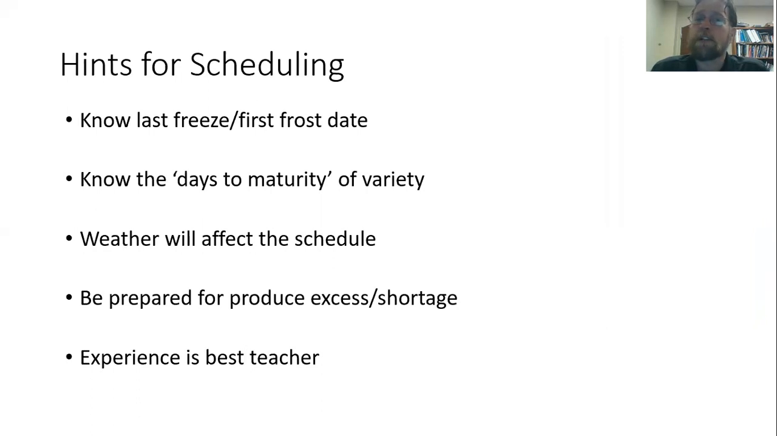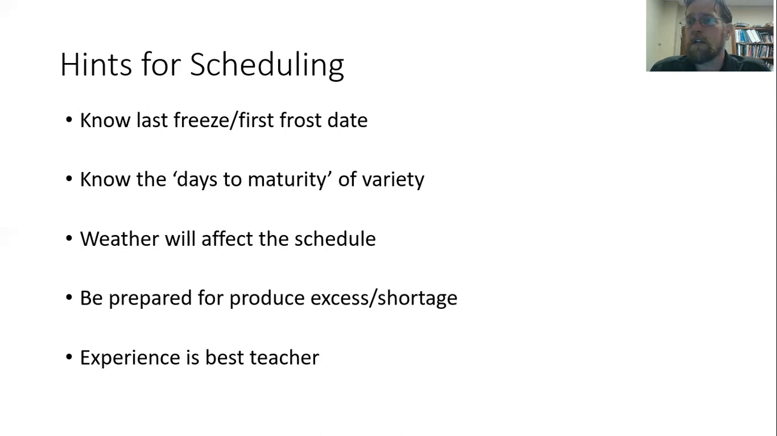In terms of when to plant, there are some hints we can use for scheduling, though I think it's important to say that the best teacher for this, as with many things, is experience. But it is important to know the last freeze date or the first frost date throughout the year for the area of your production, as well as to know the days to maturity for the varieties that you're using. And always be aware, of course, that the weather varies from year to year fairly significantly sometimes, and so differences in weather from year to year can significantly affect our schedule.